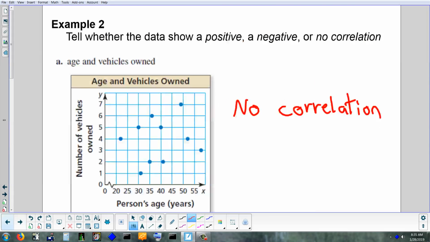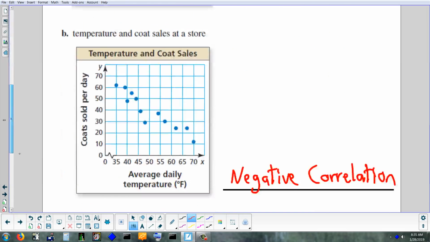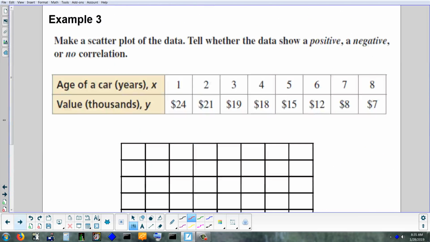All right. Did I miss anything else? All right. Next, example 3. We haven't done this yet. So now it's saying make a scatter plot of the data and tell whether the data shows a positive, a negative, or no correlation. So now we have to be able to make our scatter plot. We have to be able to label it. We have to be able to know where we're going to put our points. It's not all set up for us like the ones we did before this. We actually have to plot it.